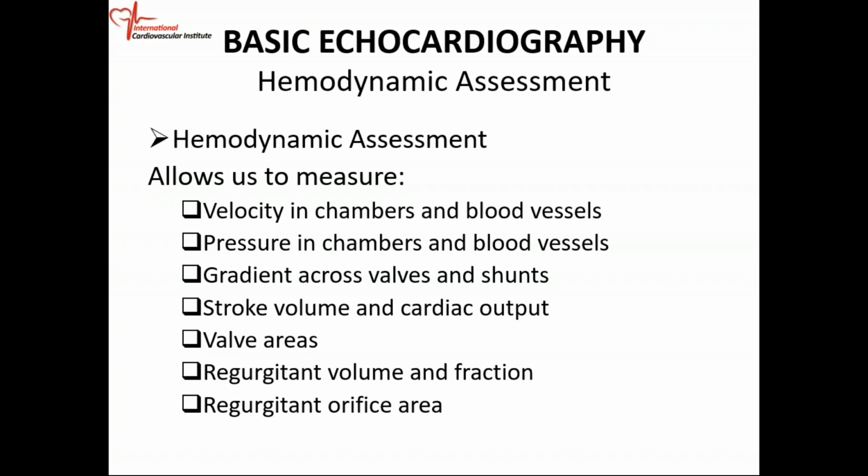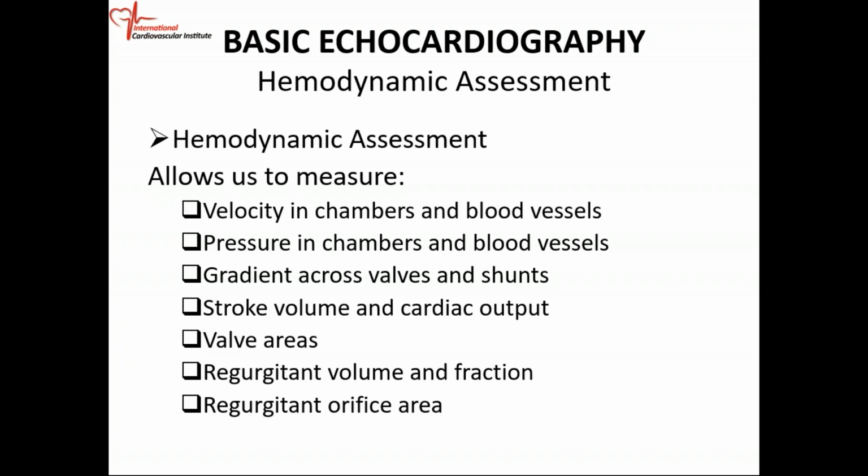across the valve, if there is any abnormal flow across the valve, we can determine the gradient, that is the pressure difference across the valve. And for shunts, we can determine the magnitude of the shunt, how significant a shunt is. So we talk about atrial septal defect and ventricular septal defect. We can assess the magnitude of the shunt, how significant the shunt is, by knowing a little bit about hemodynamics.